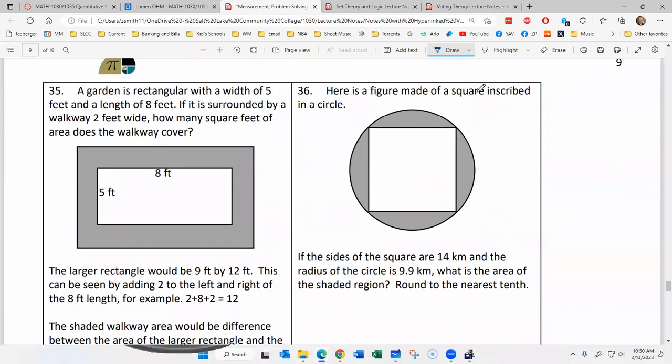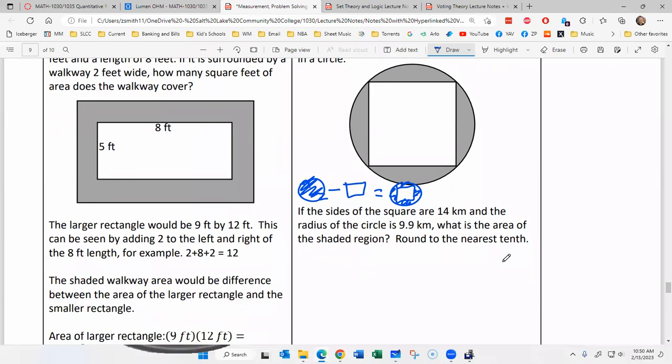There's a figure made of a square inscribed in a circle. We want to know the area of the shaded region. So the shaded region would be the circle minus the square. So we just need to find the area of the circle, and subtract the area of the square.